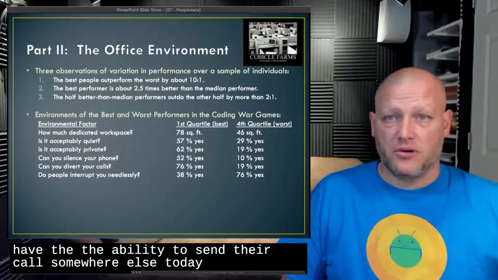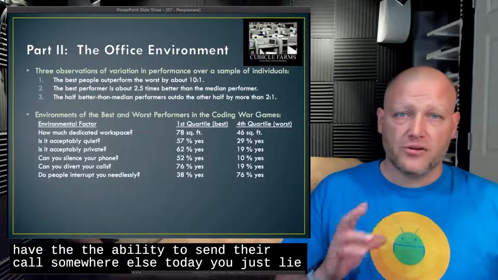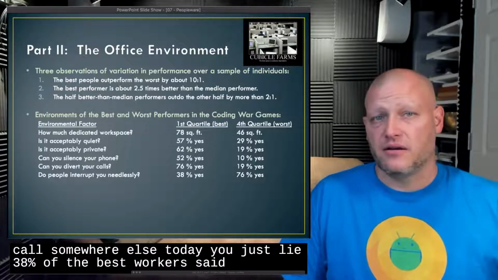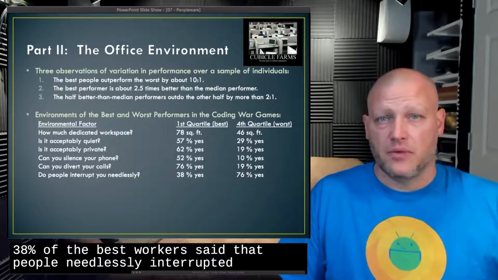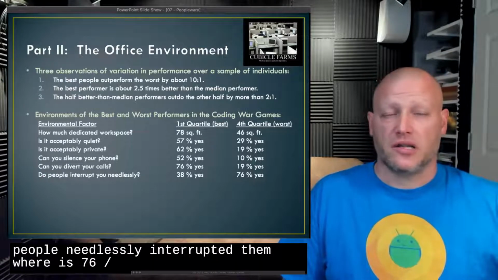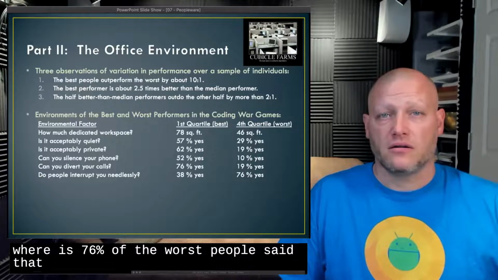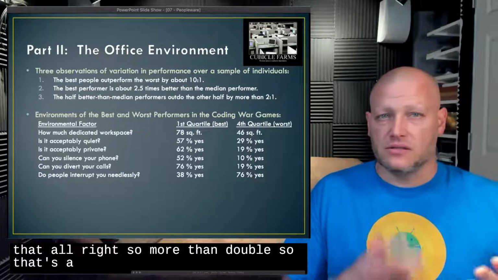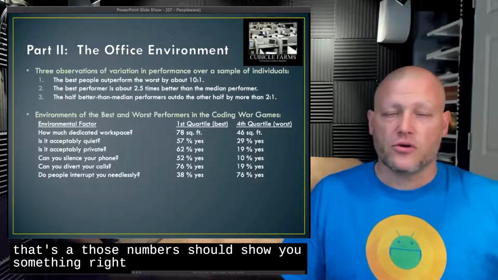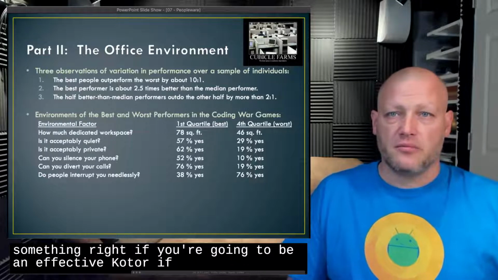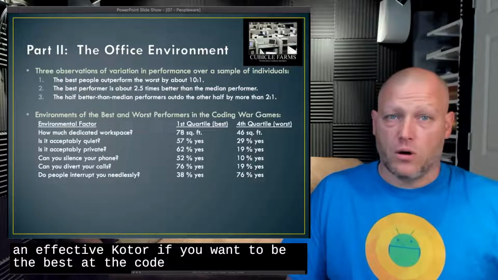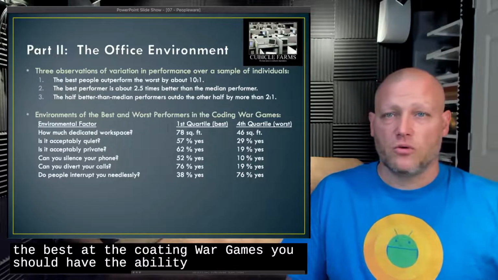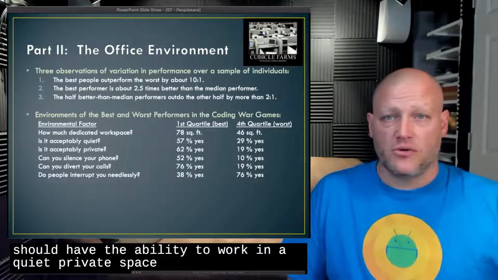And then finally, do people interrupt you needlessly? 38% of the best workers said that people needlessly interrupted them, whereas 76% of the worst people said that. All right, so more than double. So those numbers should show you something, right? If you're going to be an effective coder, if you want to be the best at the coding war games, you should have the ability to work in a quiet, private space with no interruptions.